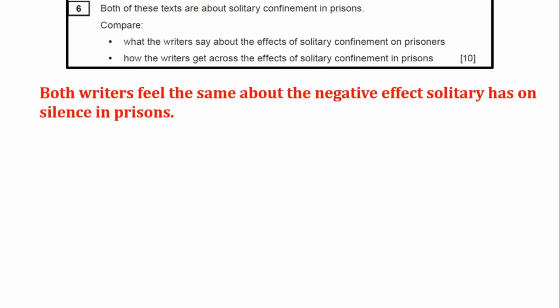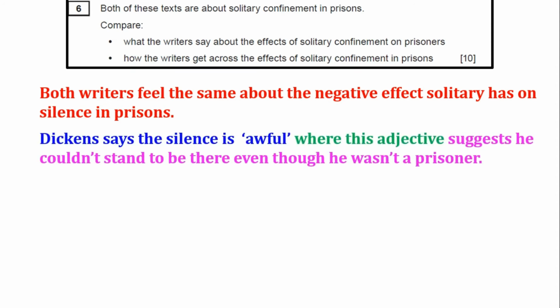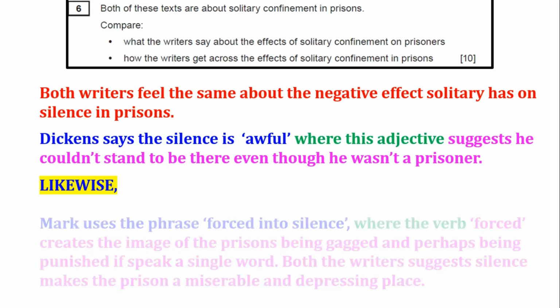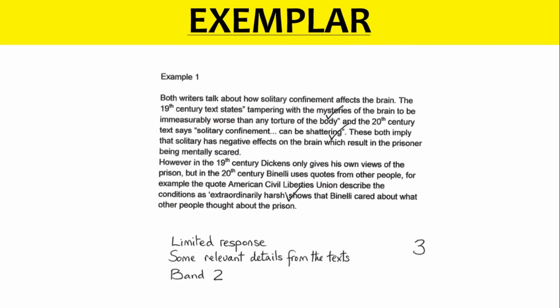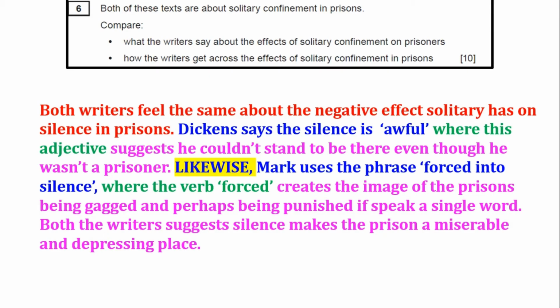Okay, another one I've put is both writers feel the same about the negative effect solitary has. Dickens says "the silence is awful", which suggests he couldn't stand to be there even though he wasn't a prisoner, just as a person going to sea. Likewise, again, I'm saying something similar. Mark uses the phrase "forced into silence", where the verb "forced" creates the image of the prisoners being gagged and perhaps being punished if they speak a single word. Both the writers suggest silence makes the prison a miserable and depressing place. Okay, there you go. So pause again if you need to.